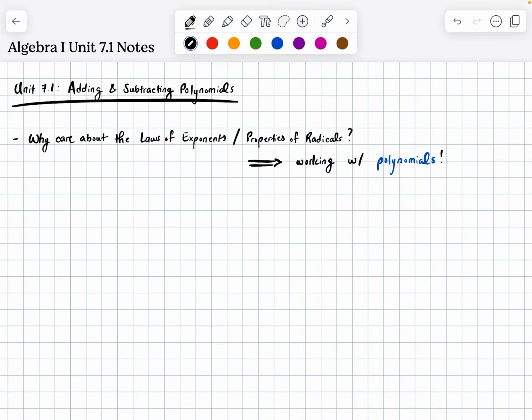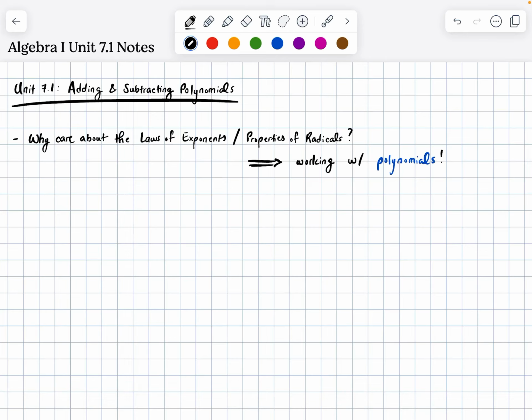Last unit, we learned all these rules for simplifying exponents and square roots and cube roots, but why do we care about the laws of exponents and properties of radicals anyway? What do they do for us? Well, as it turns out, they are the foundation for working with polynomials, these things that are going to follow us for the rest of our time in Algebra 1 and beyond.